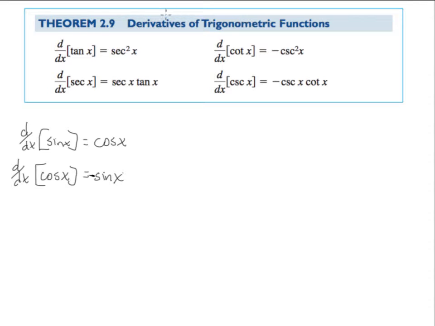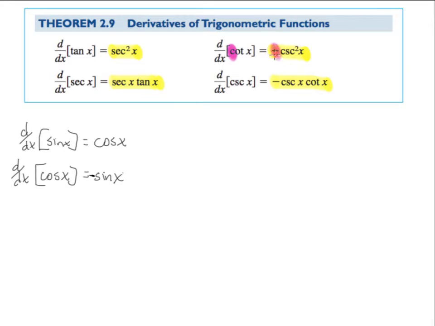The derivative with respect to x of tangent of x is equal to secant squared x, whereas the derivative with respect to x of cotangent x is negative cosecant squared. Derivative of secant is secant x times tangent x. Derivative of cosecant is negative cosecant x times cotangent x.